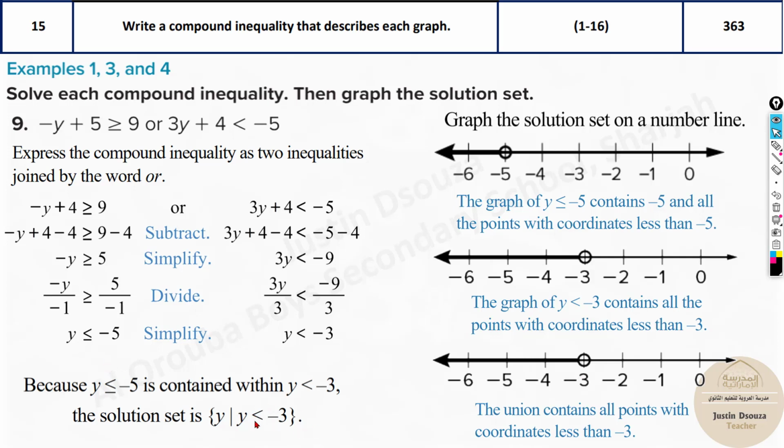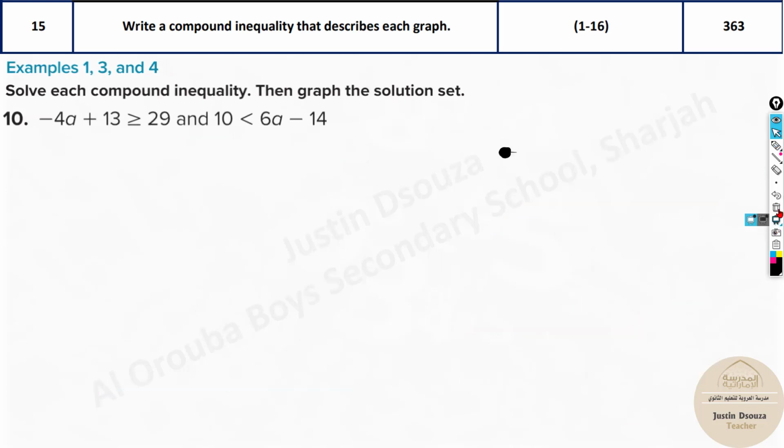Sorry, I found there is one error. Y is less than or equal to minus 5. This is supposed to be a point here, okay? This is a point. Please note that. Now this is the complete solution. Here, when you say less than minus 3, this also is included directly. Now then we will move over here.